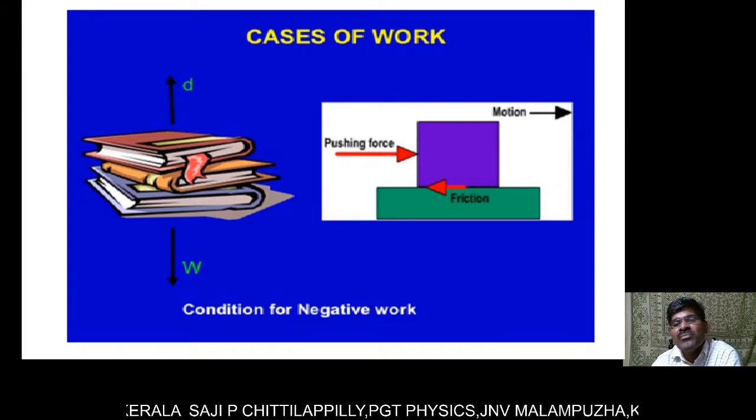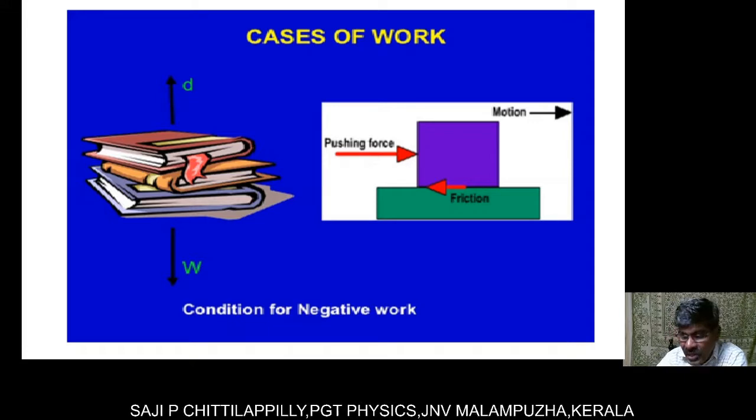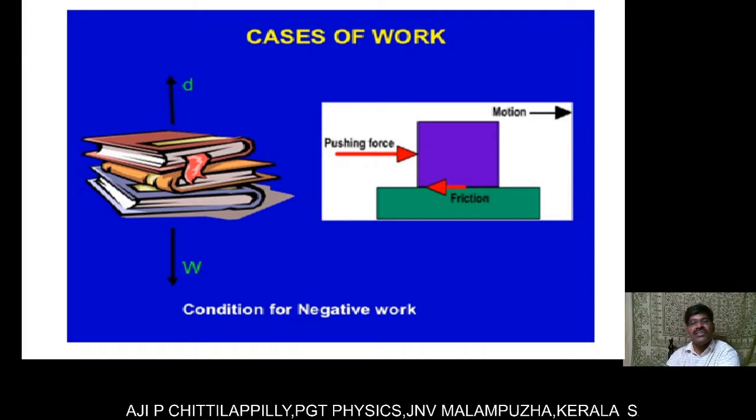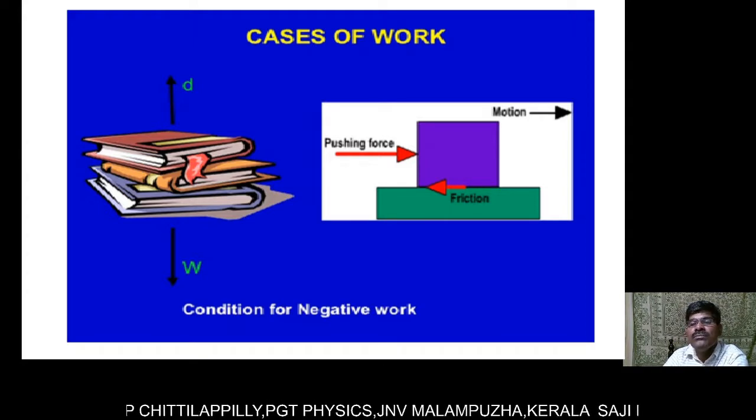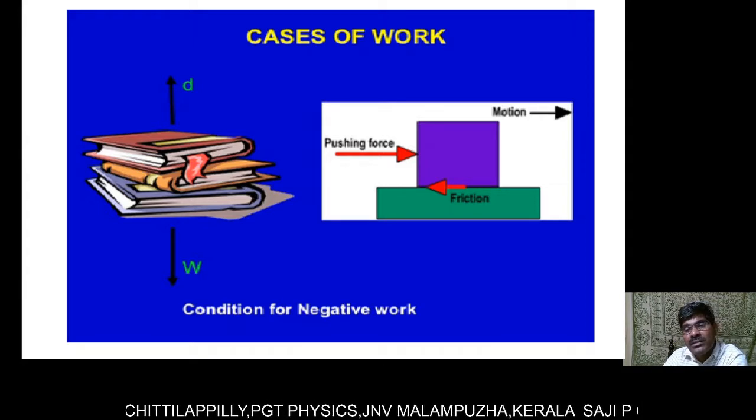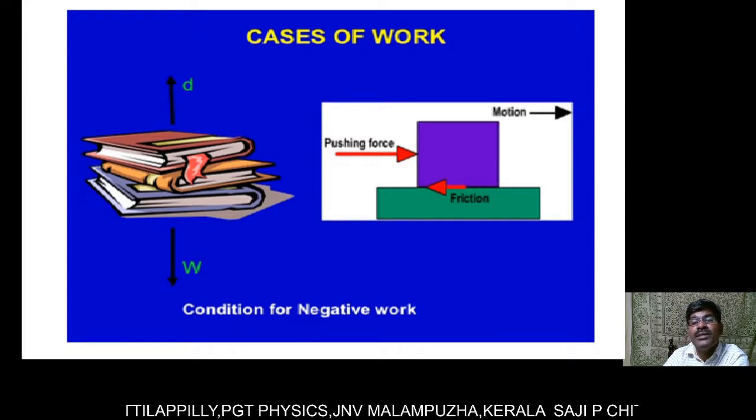Therefore, force into displacement, Fs cos 180. Cos 180 is equal to minus 1. Therefore, work done is negative. Therefore, in physics, we can say work can be positive, work can be negative, work can be 0.